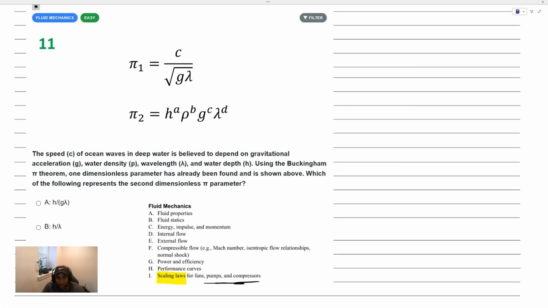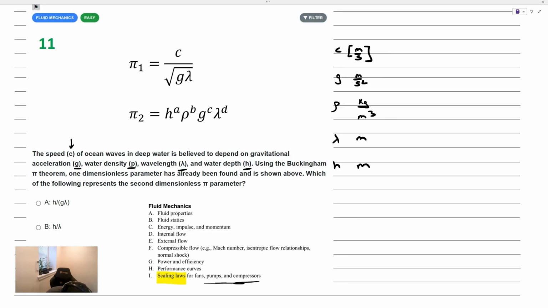So we're looking at the Buckingham pi theorem, and it's all about dimensions. So I'm going to be writing down the dimensions of each of these parameters that are mentioned. It says the speed of ocean waves, and it is variable c. Speed is meters per second here. Of ocean waves in deep water is believed to depend on gravitational acceleration, g, that's meter per second squared. Water density, rho, that is kilograms per cubic meter. Wavelength, lambda, that has units of length, like a meter. And water depth, h, again, another meter term.